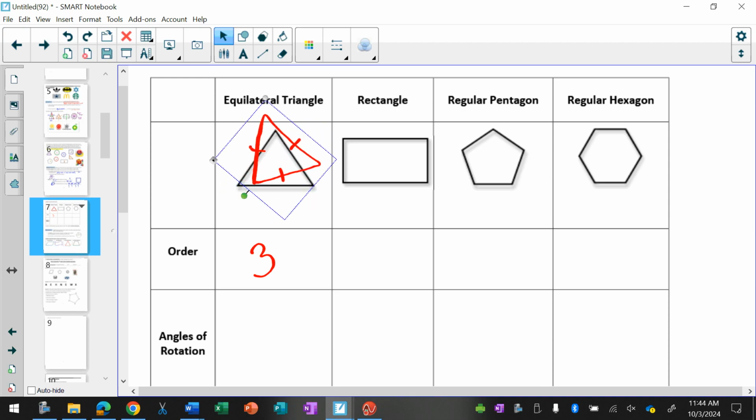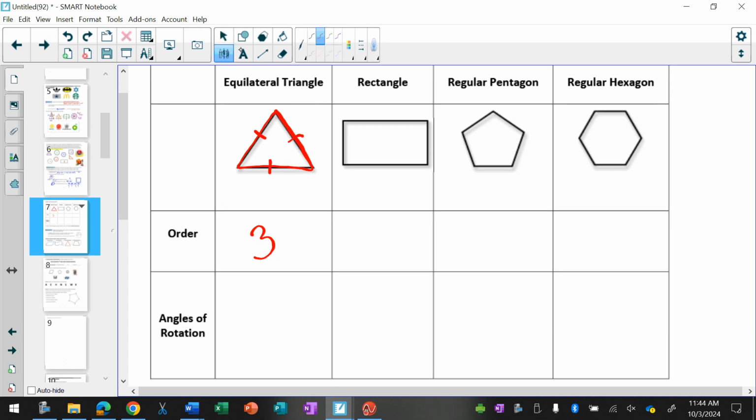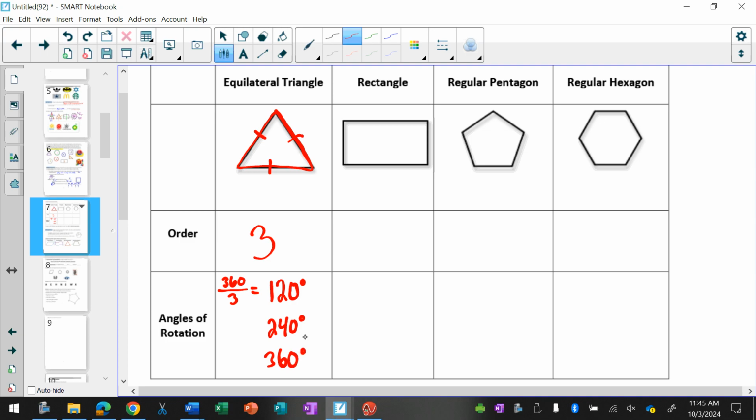1, 2, 3. To find the angles that you would have to turn it at, we do 360 degrees for a full turn, divided by it maps onto itself 3 times. So that means every 120 degrees, this triangle ends up mapping back onto itself. So if you did 120 twice, so take 120, add another 120, that means the second angle is 240. Add another 120 to that, and we should always end at 360. If it doesn't end at 360, then it doesn't have rotational symmetry.